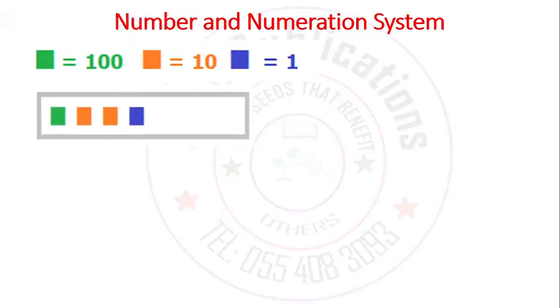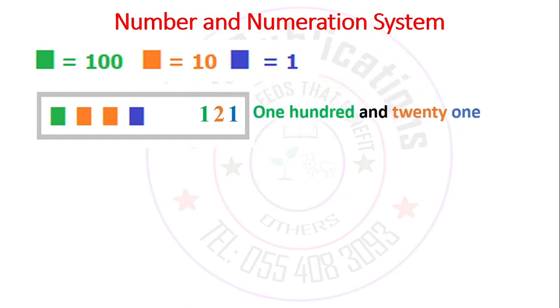We got to know this. As a revision, how many groups of 10 do we have here? 2. How many groups of 1 do we have here? 1. And how many groups of 100 do we have? We have 1. So we have 1, 2, 1. Of course, this is what? 121, as we learned the other day.